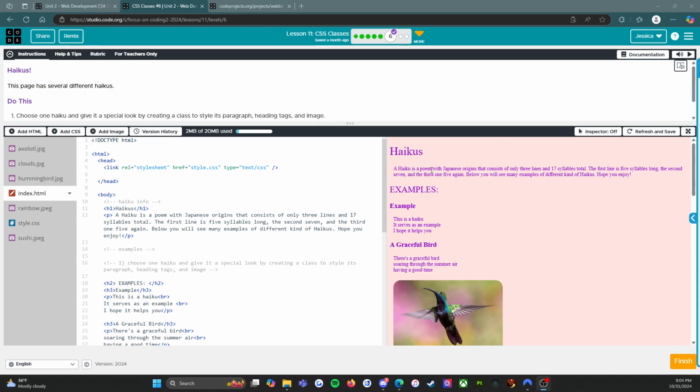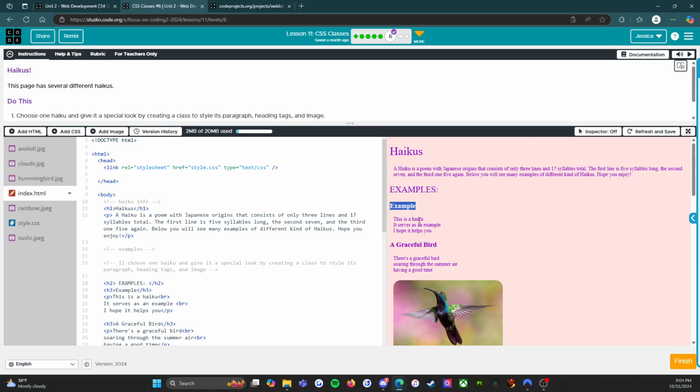A haiku is a poem with Japanese origins that consists of only 3 lines and 17 syllables total. The first line is 5 syllables long, the second 7, and the third one 5 again. Below you will see many examples of different kinds of haikus. Hope you enjoy. So it says examples.